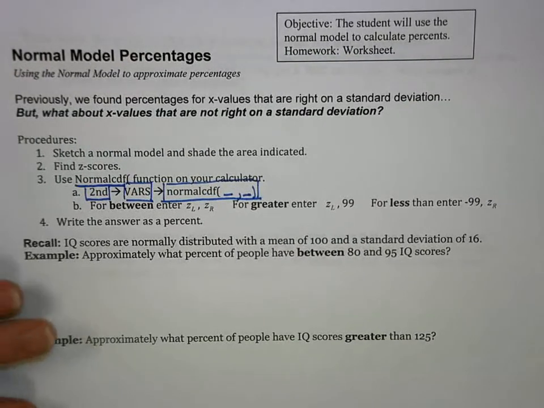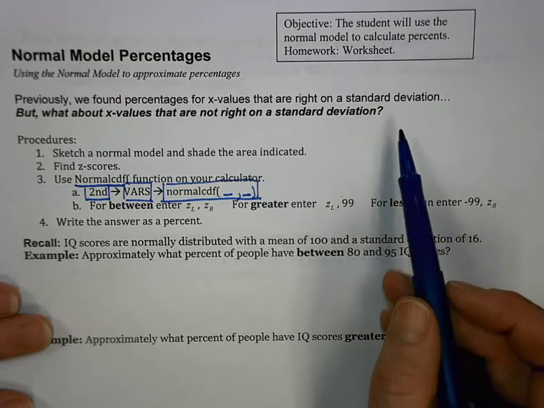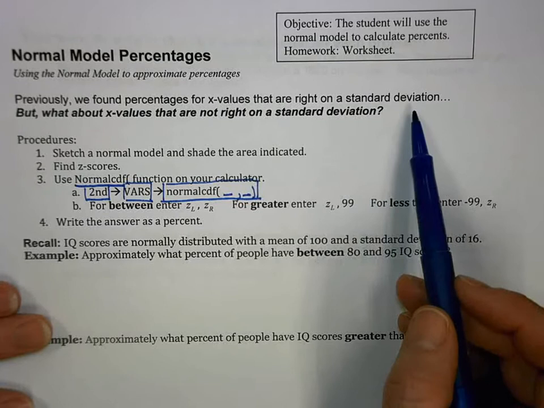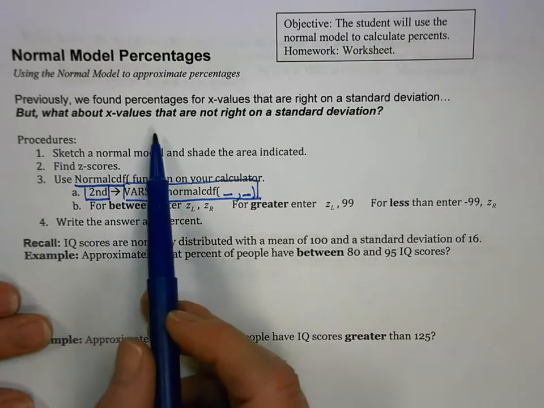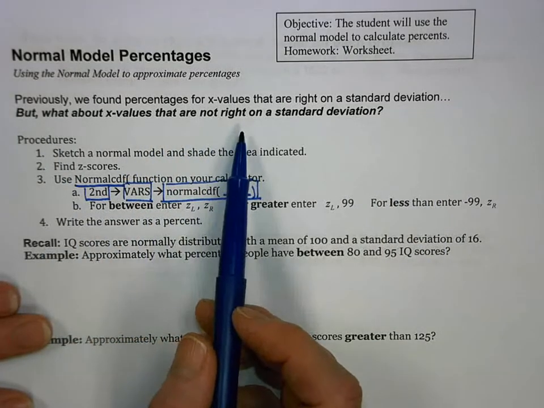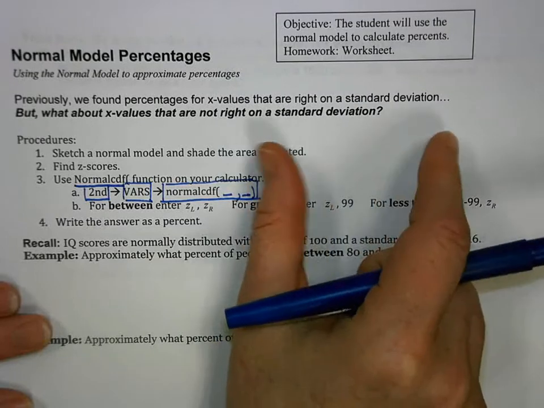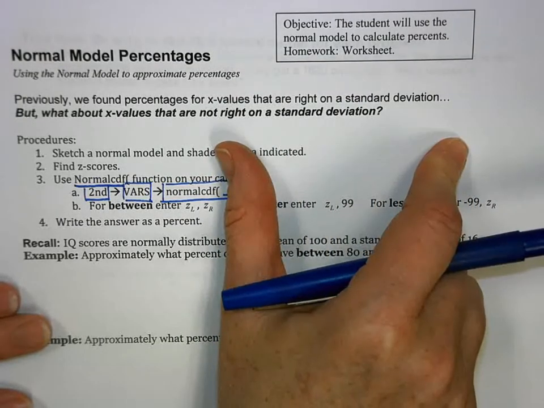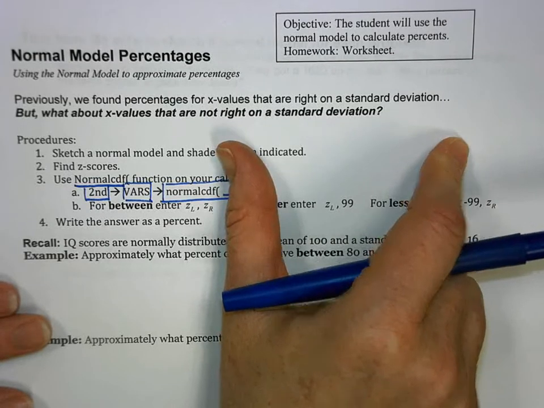Yesterday we calculated z-scores, and we used them to look at the percentages above and below certain standard deviations. But what happens about the x values that are not right on a first or a second or a third standard deviation? What if they're in the middle somewhere? That's what we're going to do today.